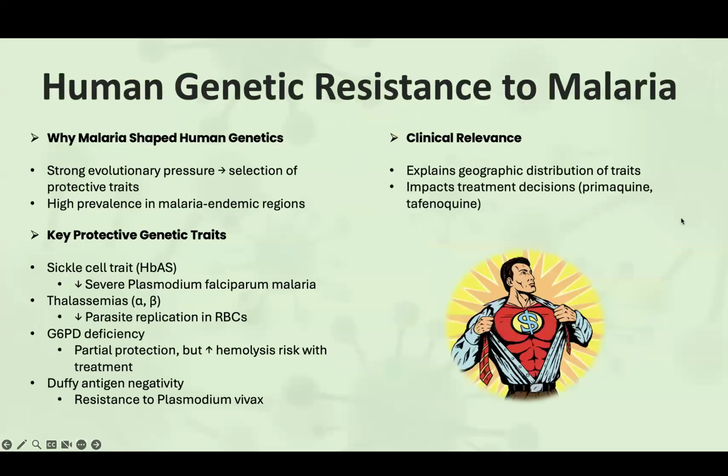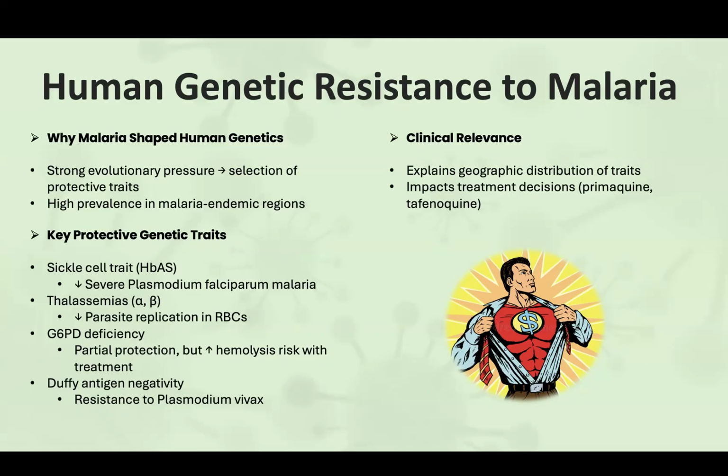Now, fun fact about malaria, there's some human genetic resistance. Some people are superhumans and have resistance to malaria. Malaria has exerted one of the strongest evolutionary pressures on the human genome, leading to the selection of genetic traits that provide partial protection against infection or severe disease. The most well-known example is sickle cell trait, but not sickle cell disease, which significantly reduces the risk of severe Plasmodium falciparum malaria. Other hemoglobinopathies like alpha and beta thalassemia also impair parasite survival within red blood cells.